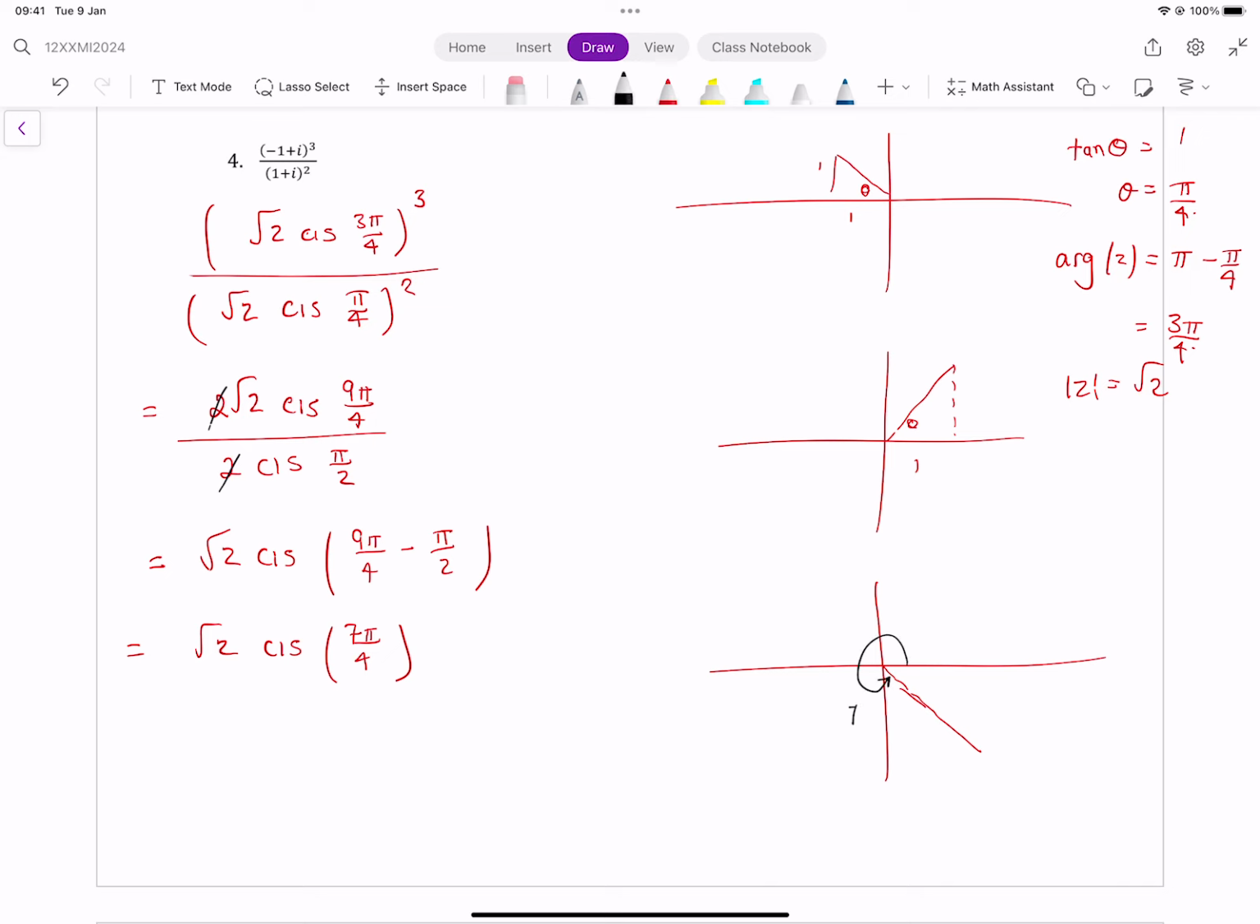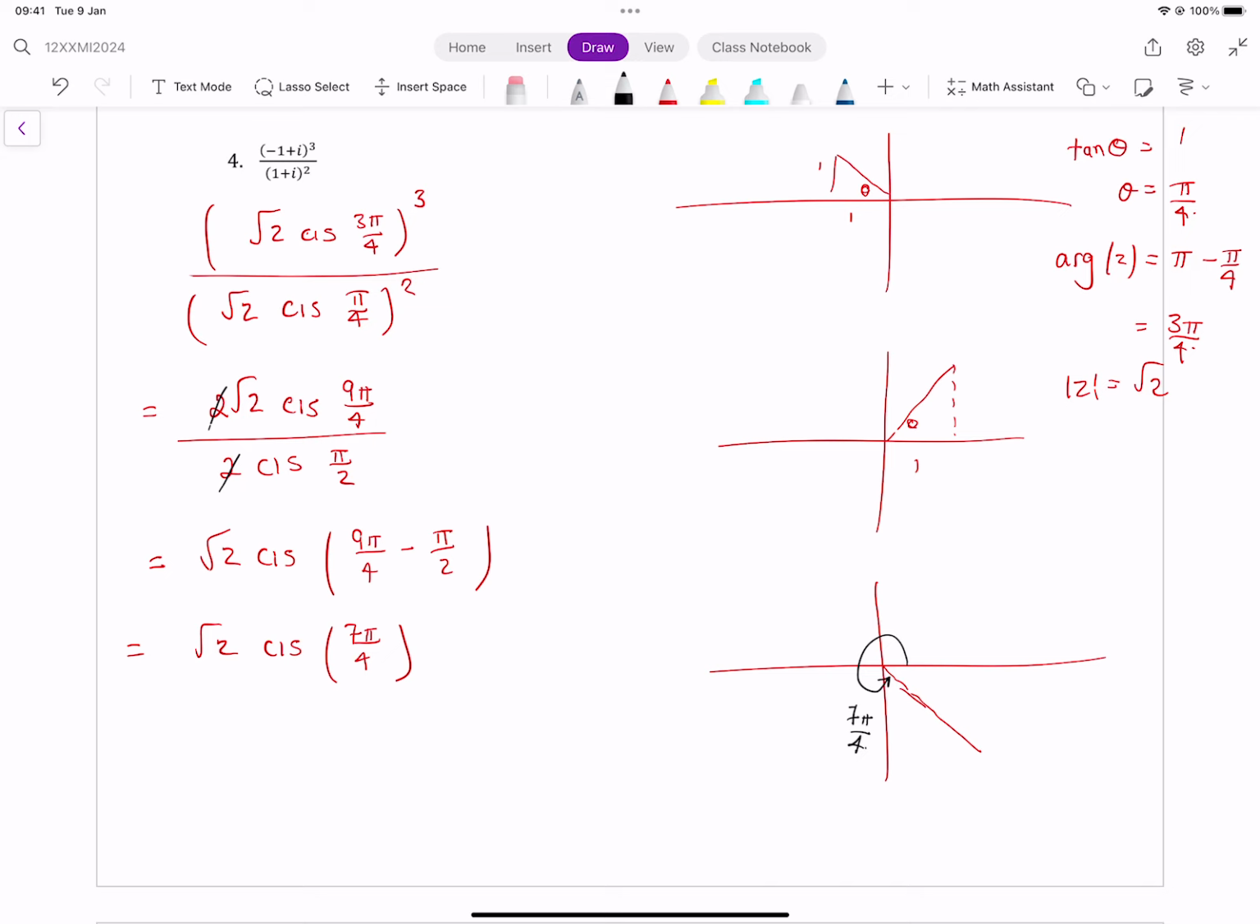So that's 7 on 4 there, 7 pi on 4. Now the reason I knew that 7 pi on 4 was in the fourth quadrant is because if we think of our angles, if you go straight up, that's pi on 2. If you go straight across, that's pi. Straight down, it's 3 pi on 2, and then all the way is 2 pi or 0.